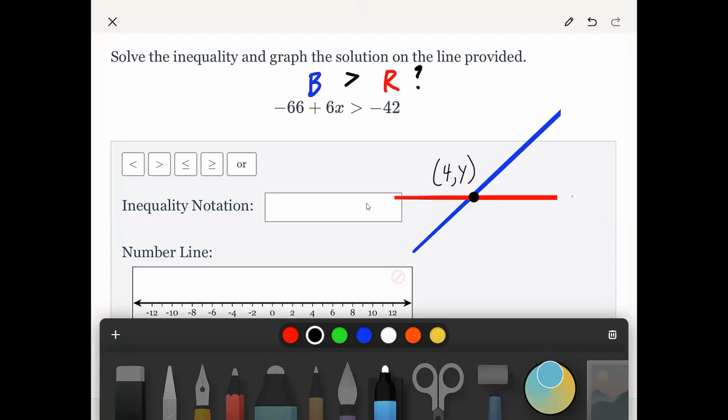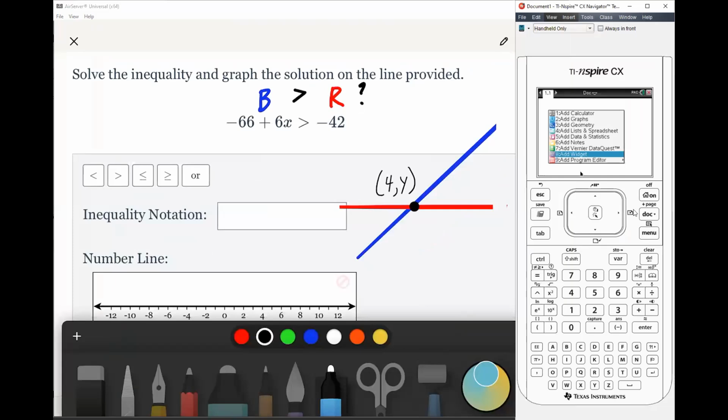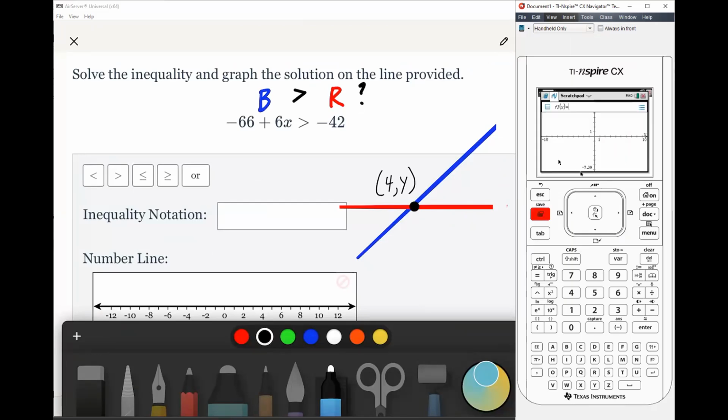Now, I'm going to graph this because I want you to see what I'm saying. It's always going to be a blue line and a red line. So let's do it. Remember, always put the left-hand side into F1. So this is going to be a negative 66 plus 6x. And let's see what it looks like. You can't really see it, so I'm going to zoom out just a little bit. Menu 44. So I press enter, and now you can see the line. It's right here. We got a blue line.